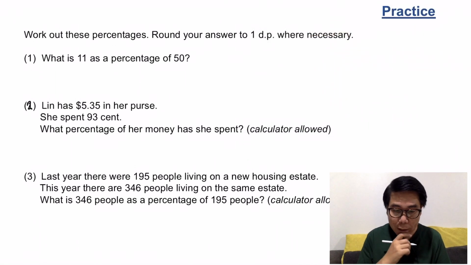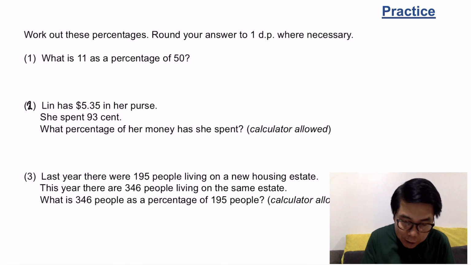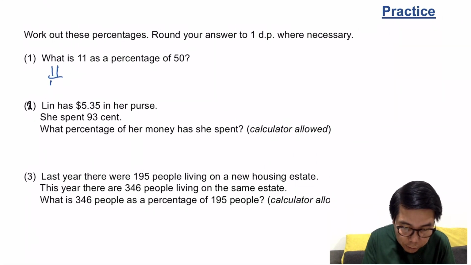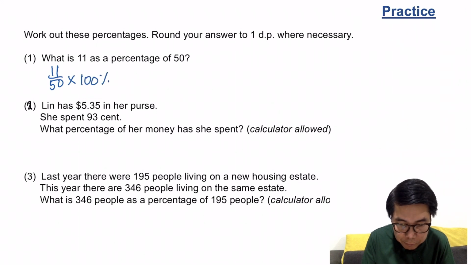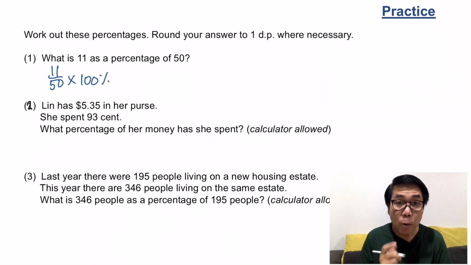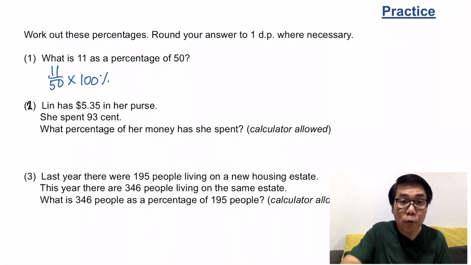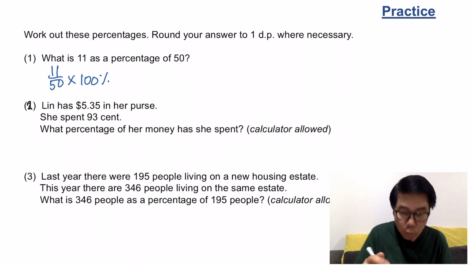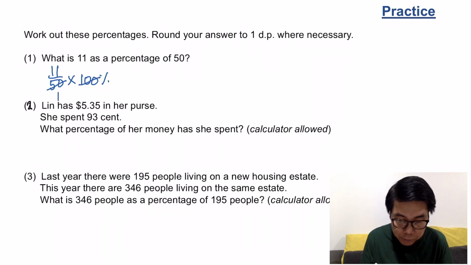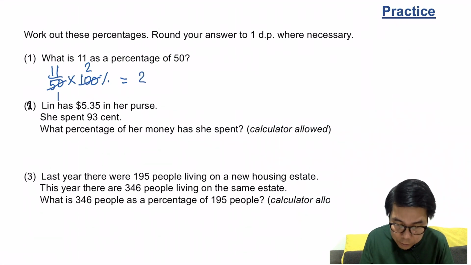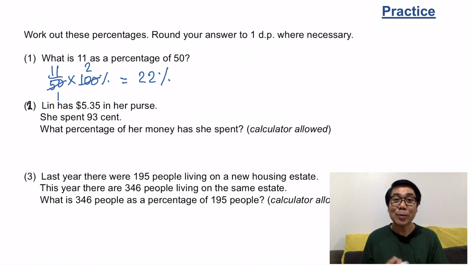For number 1, what is 11 as a percentage of 50? That means 11 out of 50 times 100%. So 50 and 100 can both be divided by 50. 50 divided by 50 is 1, and 100 divided by 50 is 2. So therefore, we have 22%. We can do it without a calculator.